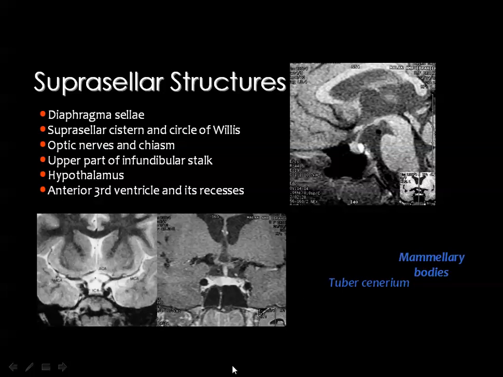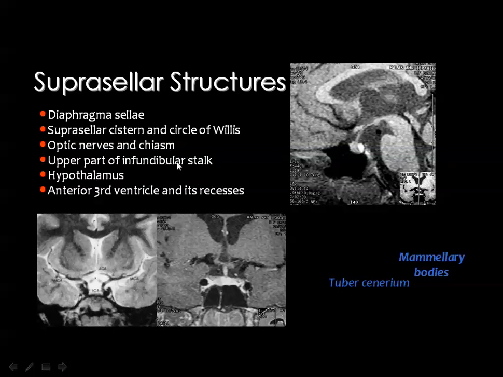First, we would like to say something about the anatomic details in the suprasellar area. We know that the sella is covered by the diaphragma sellae, which is a meningeal covering passing between the anterior and posterior clinoids. Also, we have the suprasellar cistern containing CSF and the circle of Willis, the vascular anatomy. Then we have the optic nerves and the optic chiasm.